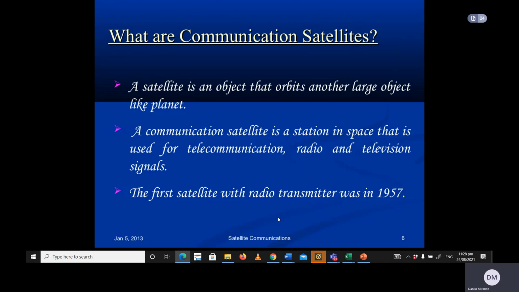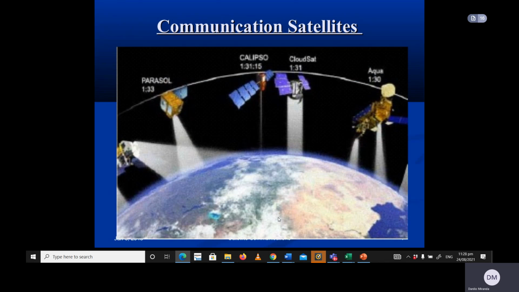So there's also a satellite which is on the ground. Iba pa yung nasa ano, iba pa yung naka-ground. Now these are the different satellites. We have the Parasol, Calypso, Cloud Satellite, Aqua, and many more.